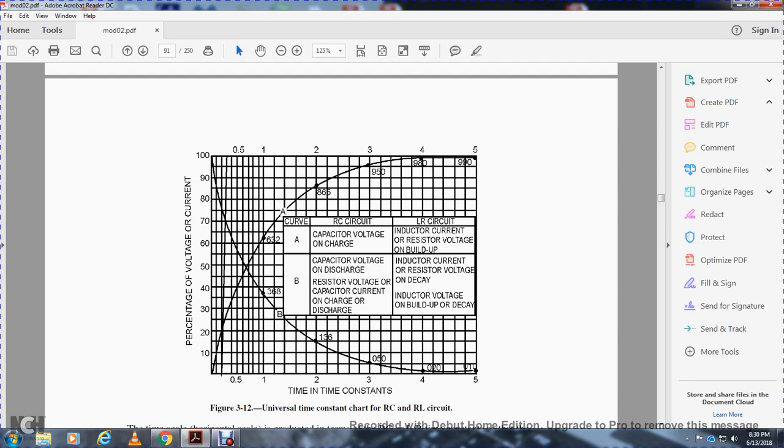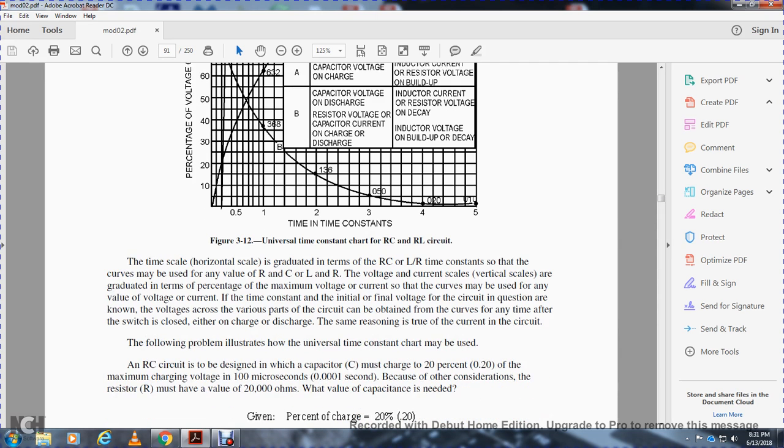In the universal time constant chart, you notice the percentage of the voltage or current against time constants from 1 to 5. In the RC circuit, the capacitor voltage on charge is on curve A. Also, the load resistor and inductor current and resistor voltages are on buildup. Curve B would be the RC circuit's capacitor voltage on discharge, resistor voltage and capacitor current on charge or discharge, inductor current and resistor voltage on decay, and inductor voltage on buildup or decay on the load resistor.